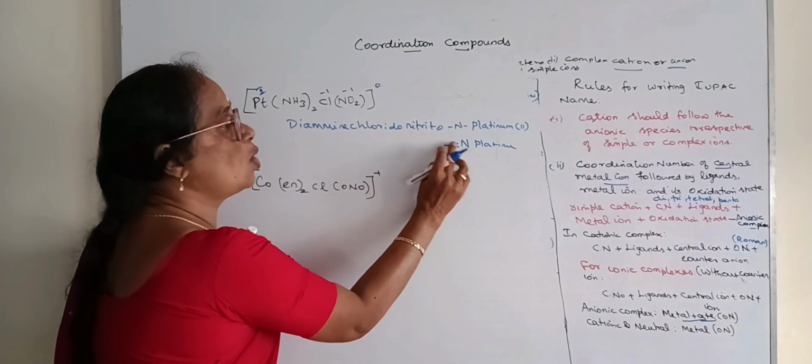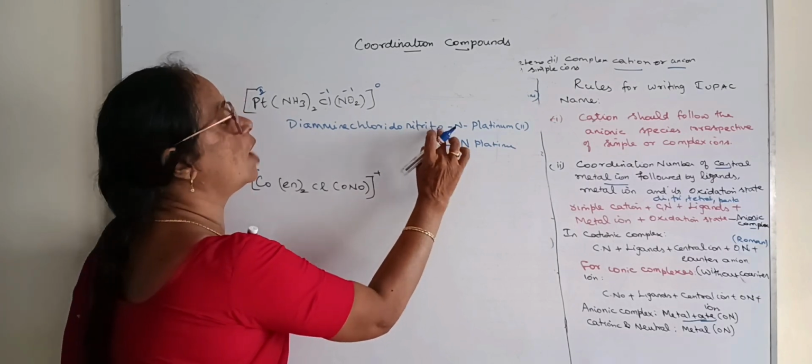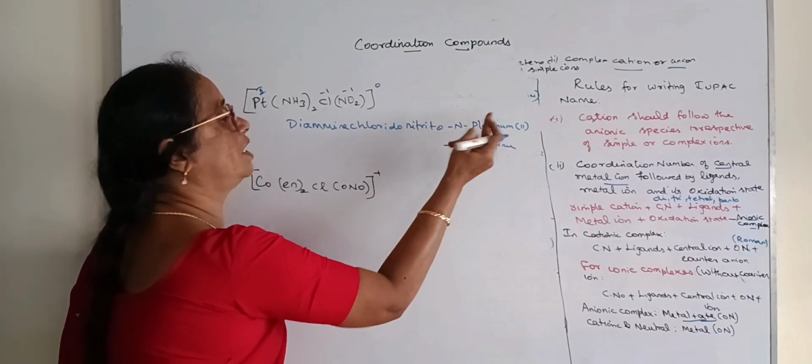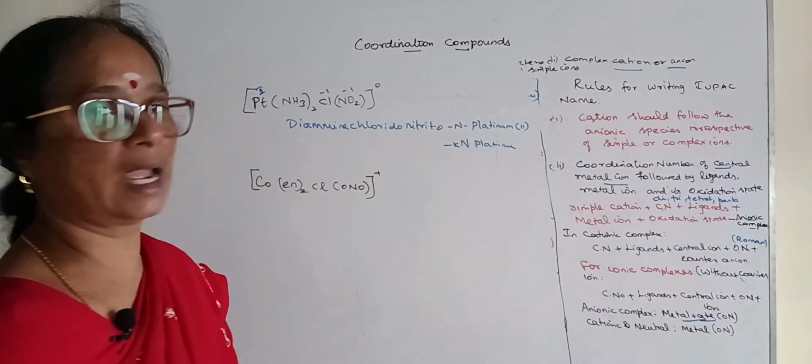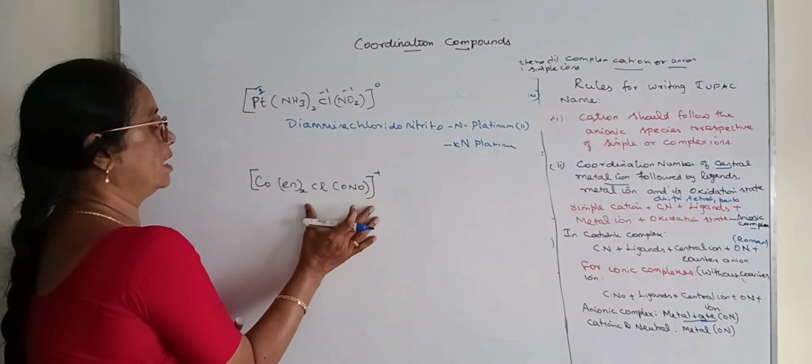Or if you don't write that symbol of kappa, you have to make the hyphen in between the metal and the ligand as well as the donor atom, right? So here you can write this one.